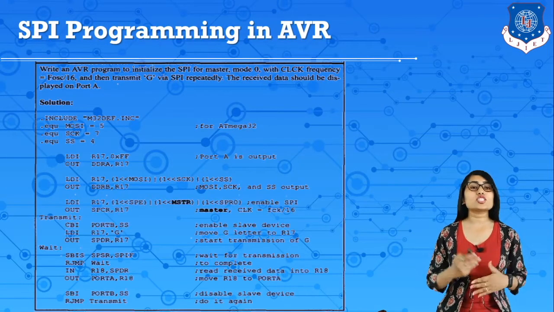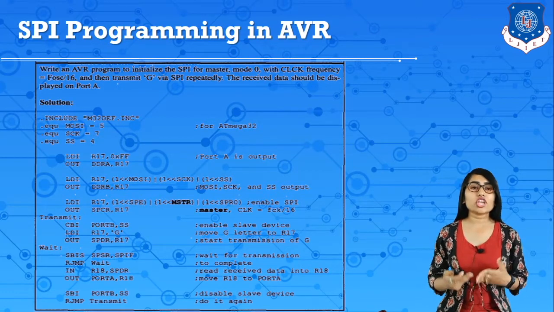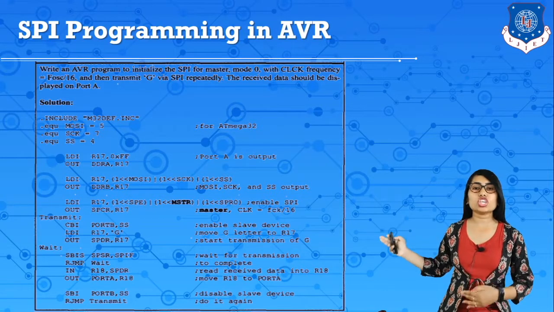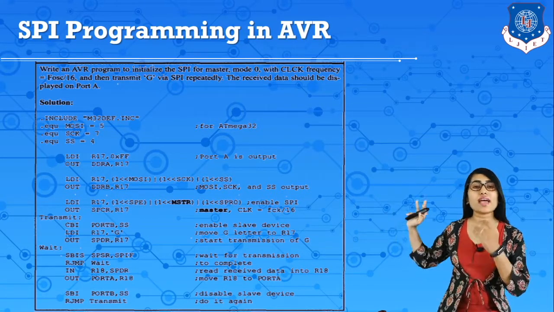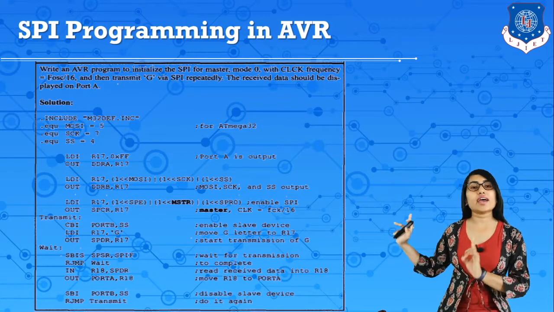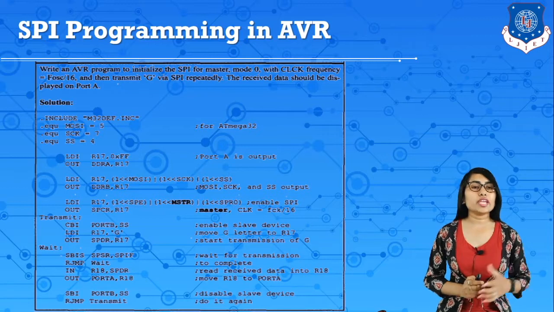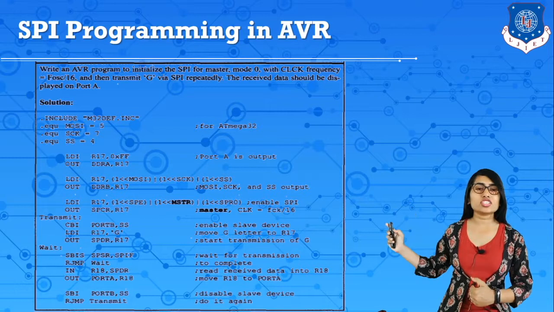Now let's discuss SPI programming in AVR. Write an AVR program to initialize the SPI for master mode 0 with the clock frequency FOSC divided by 16 and then transmit the G via SPI repeatedly. The received data should be displayed on port A. So for that we have to just initialize the values.